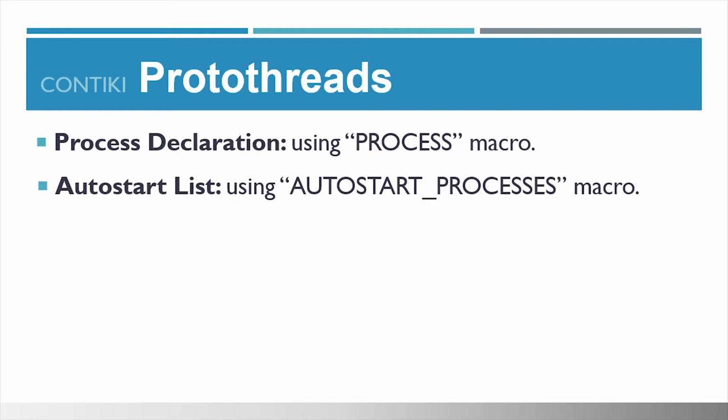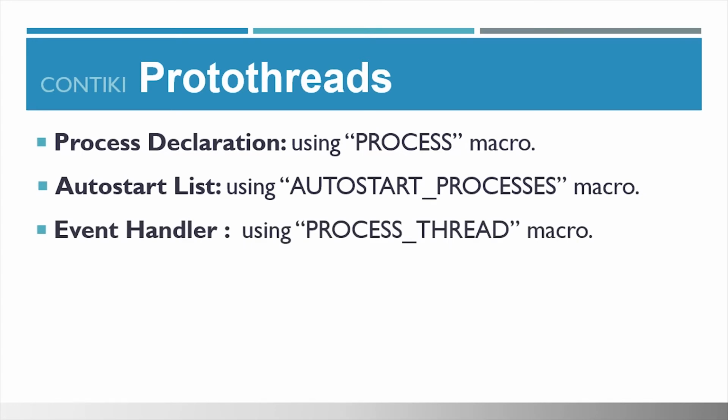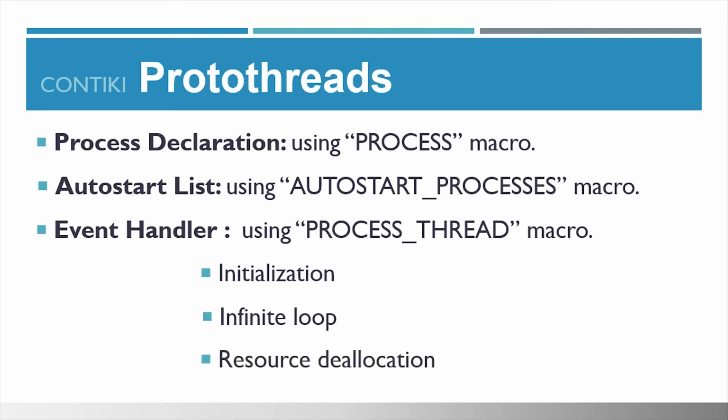And third, we need to have an event handler. Each process in the module has a body which functions as an event handler. The body, which starts with the PROCESS_THREAD macro, contains 3 steps. First, initialization, in which the resources are allocated and variables are initialized. Then we have an infinite loop, in which waiting and processing of events take place. And finally, the last step, resource deallocation. This is where we release the resources at the end of the process thread.